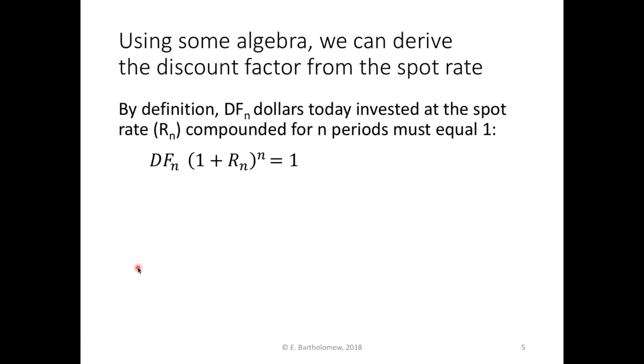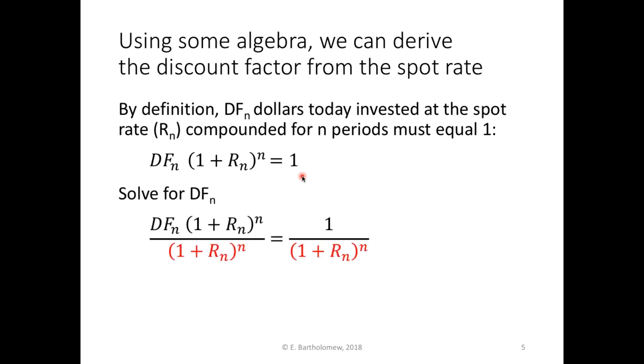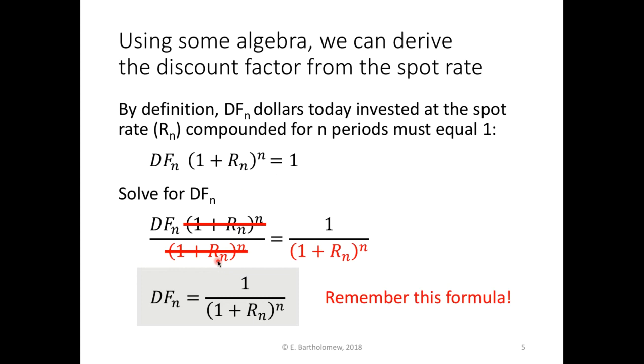Using some algebra, we can derive the discount factor from the spot rate. So by definition, DFN dollars today invested at the rate RN for N periods compounded will get us to $1 in the future. So we can solve for DFN by doing a little rearranging. Divide both sides by (1 + RN)^N, and then you'll see these cancel out, and that leaves us with this equation: DFN equals 1 over (1 + RN) to the Nth power. Remember this formula. This is the key formula for discounting a single dollar at a future point in time at a single rate.